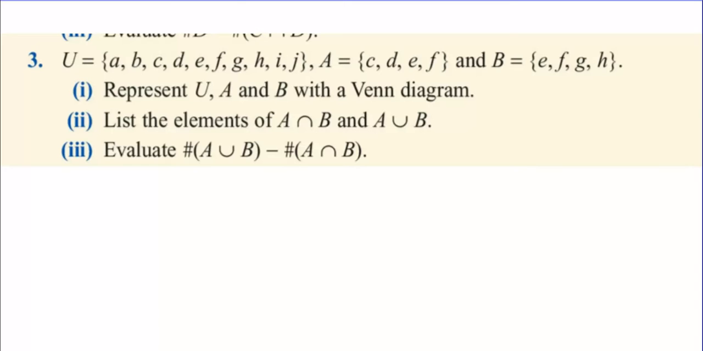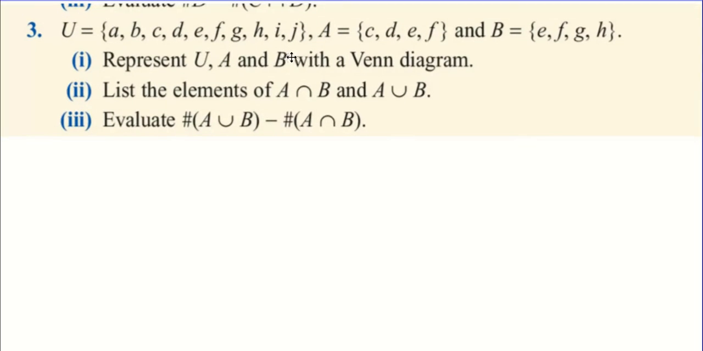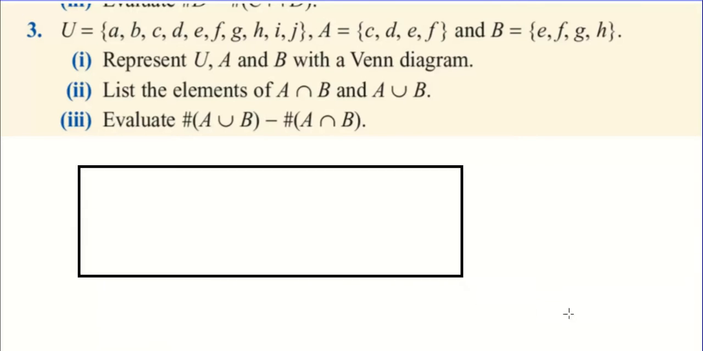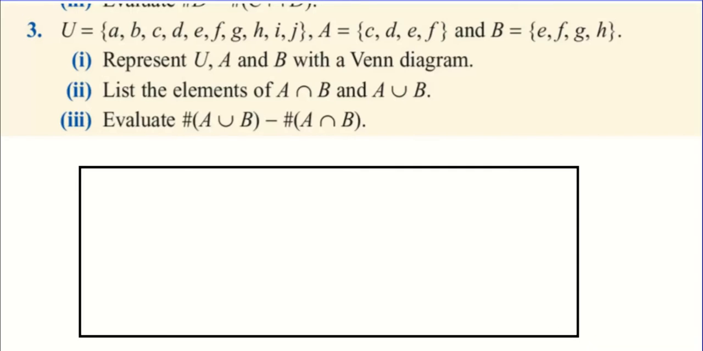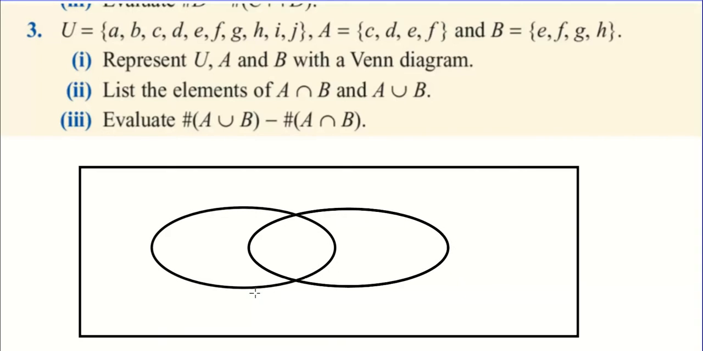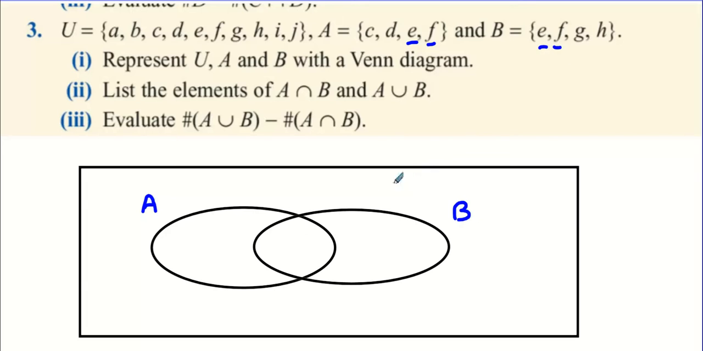Question 3. We're going to represent this on a Venn diagram. Now, this type of Venn diagram is different. Anytime you see U, it means a rectangle, and normal letters like A and B are often represented by the ovals that we've seen previously. So always start in the middle and work your way out. This is the smallest part, and then work your way outwards. What do A and B have in common? Well, they have E and F. So that's E, and that's F. And then we have C and D for A, and G and H for B.